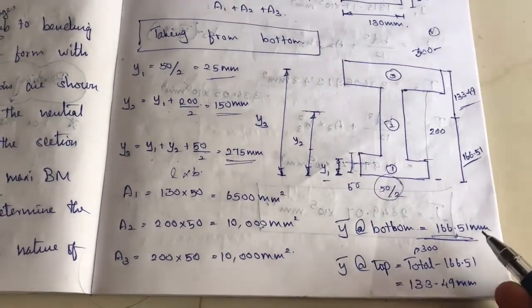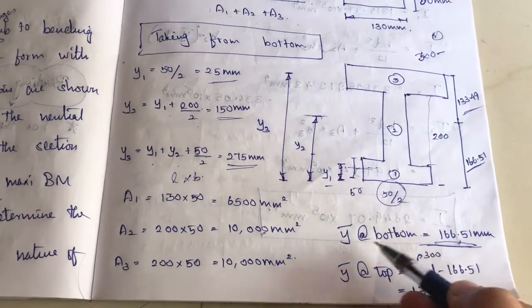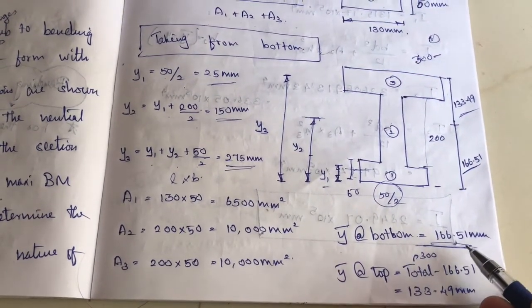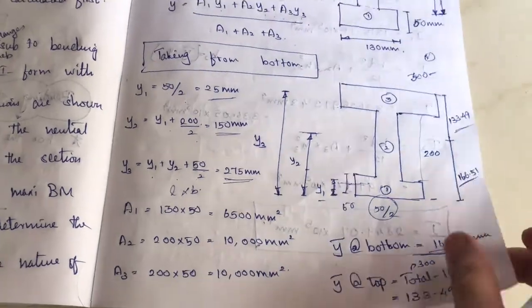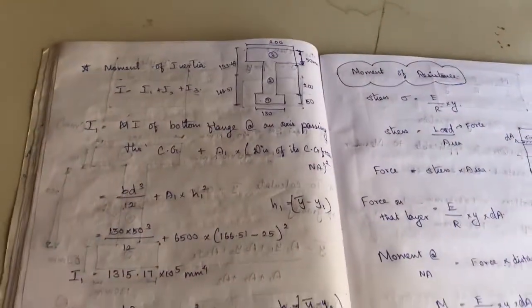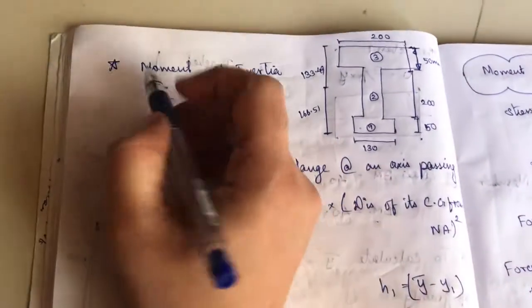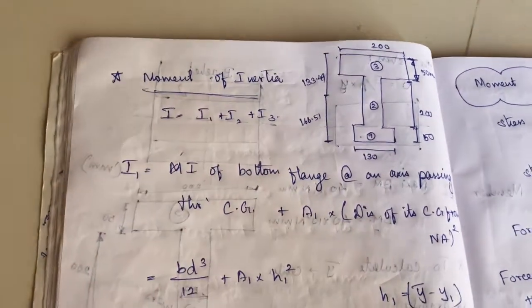Normally when there are 2 or 3 y values, we take the highest y. So the highest y is 166.51. Okay, and the next step is moment of inertia, right? So we need to find the moment of inertia.